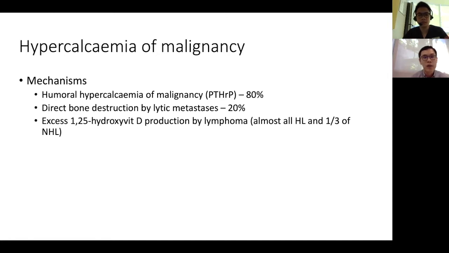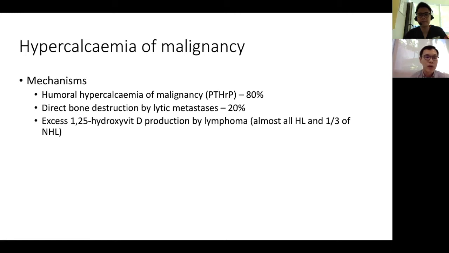The other mechanism is when the cancer metastasizes to the bone, and due to destruction of the bone and release of calcium, that actually leads to elevated serum calcium. So in that kind of case, you will look for metastases on a bone scan or a skeletal survey. And also multiple myeloma is one of the most common single types of malignancy that's associated with hypercalcemia due to the bone involvement.